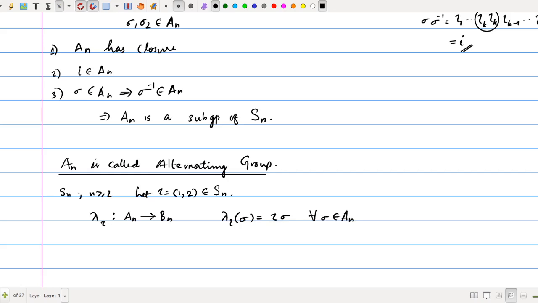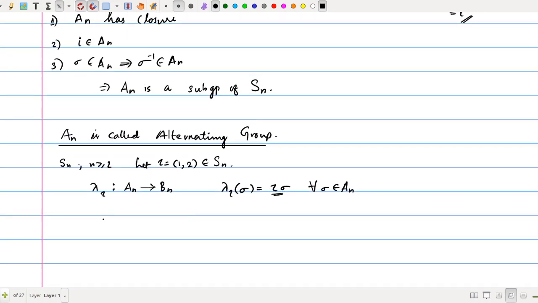If you choose any σ from An, then σ is a product of an even number of transpositions. When you consider this expression, we adjoin one transposition to σ. So if σ contains an even number of transpositions, then τσ contains an odd number of transpositions. Obviously τσ is an element of Bn. So this defines a function from An to Bn. If we consider λ_τ(σ1) and λ_τ(σ2), and these two quantities are equal, then τσ1 equals τσ2. Since Sn is a group, using the cancellation law you can cancel τ. So we get σ1 equals σ2, which shows that λ_τ is one-one.